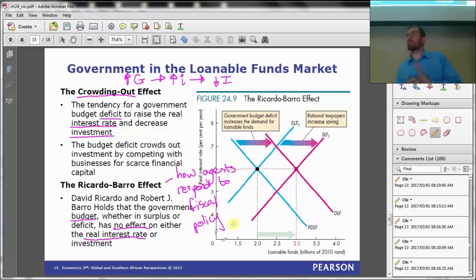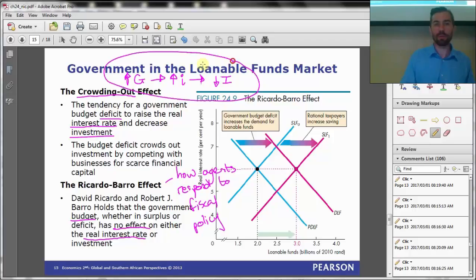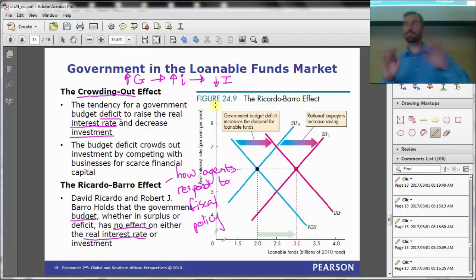But we are not going to, at any point in this course, assume that the Ricardo-Barro effect is in place. Okay? So the Ricardo-Barro effect says there will be no effect on interest rates. Okay. That's interesting theory, but that's not going to be how we take things forward. The Ricardo-Barro effect, in other words, says that this won't happen. Okay, that's nice, but it will happen for the rest of this course. Okay?